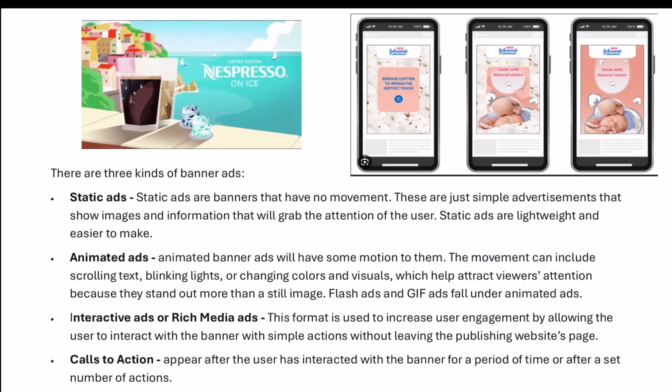Flash ads and GIF ads fall under animated ads, interactive ads, or rich media ads. This format is used to increase user engagement by allowing the user to interact with the banner with simple actions without leaving the publishing website's page. The always imperative calls to action appear after the user has interacted with the banner for a period of time or after a set number of actions.